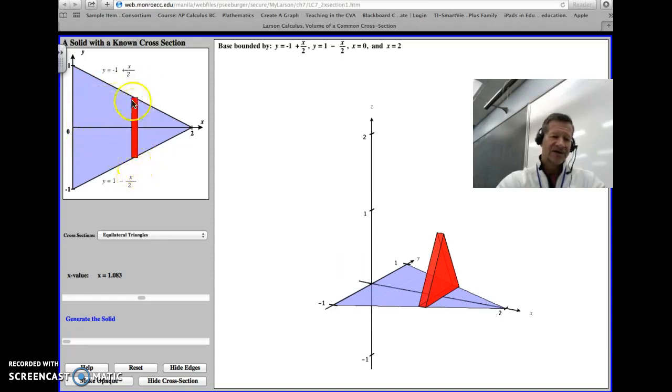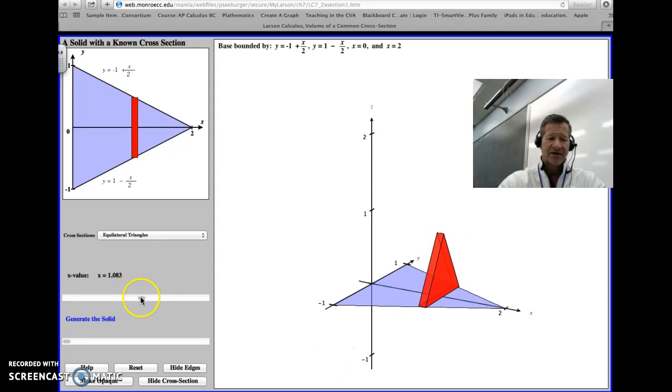Now, cross sections, which from above just look like this little line here, or rectangle, are actually equilateral triangles. So if you look here in the three-dimensional version of it, now you can kind of see there's that base bound by those three lines, and then here's what a cross-section looks like.